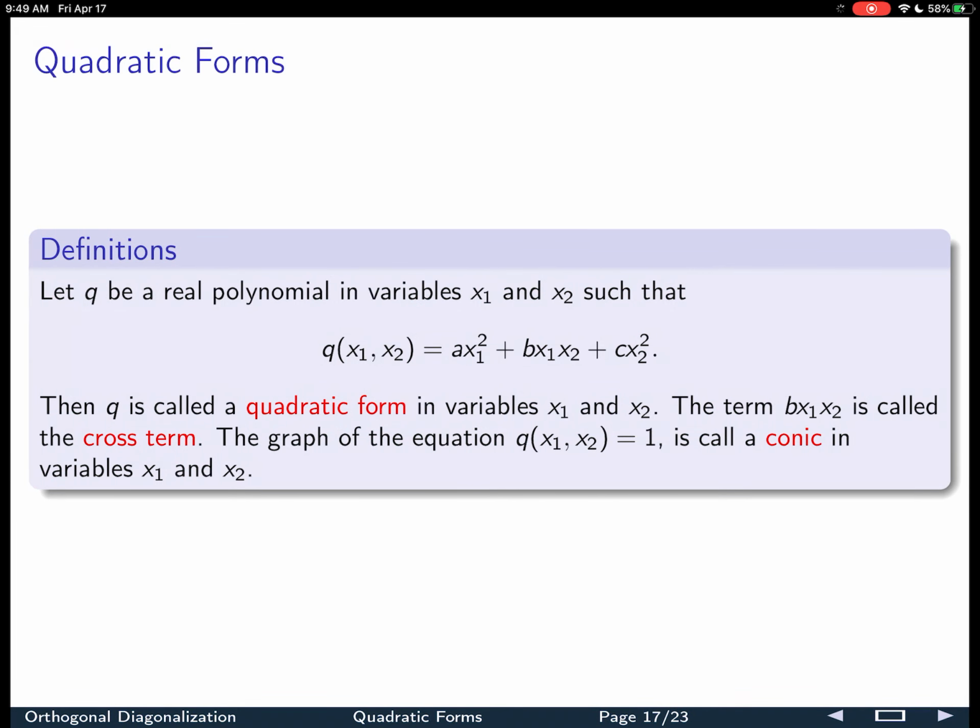There's a little foray here into quadratic forms, which kind of deals with conics. And I'll show you some of the pictures related to this, but it's not part of the core of what I want you to get out of this lesson. So this will be pretty brief.